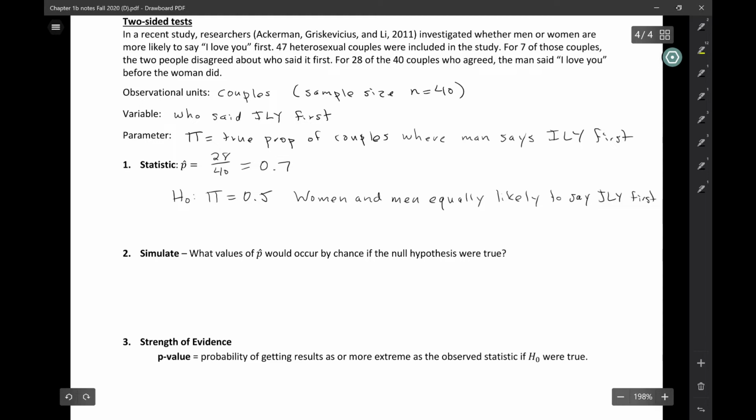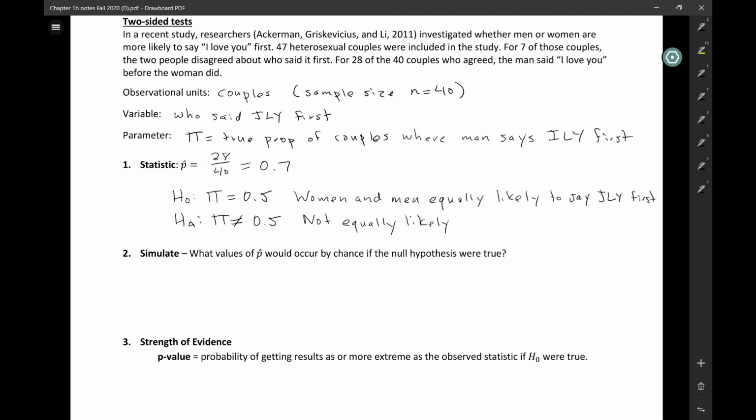So then what about the alternative? Usually when we're writing the alternative, we're going to pick some kind of inequality and base it on the question. But this just says whether men or women are more likely to say I love you first. There's no speculation in the question about which group it's going to be. So in this case, we don't really know if it should be greater or less, and so we're just going to use not equal in our alternative. I'm going to abbreviate and just say the alternative is that women and men are not equally likely to say I love you first.